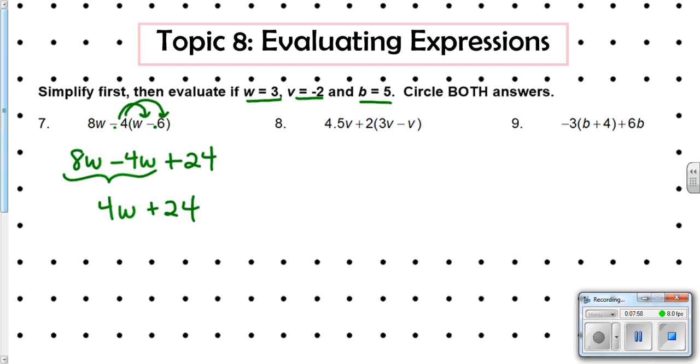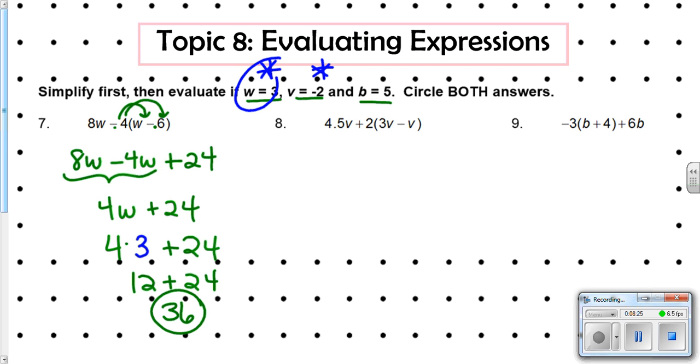It is simplified, but I have these variables defined for me up at the top of my page, right? So W is 3. So that means I have this 4 here. It's being multiplied by W. Well, it's being multiplied by 3. I get that from up here, okay? And then plus 24. So then I do PEMDAS here. 4 times 3 I do first, 12. Plus 24 is 36.